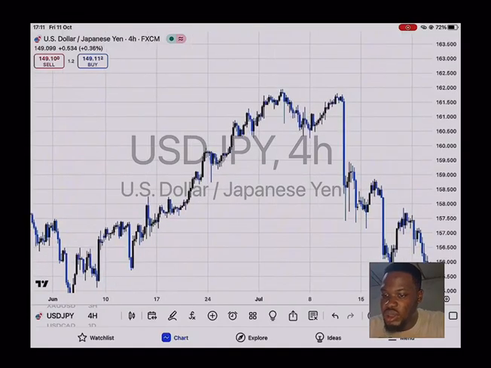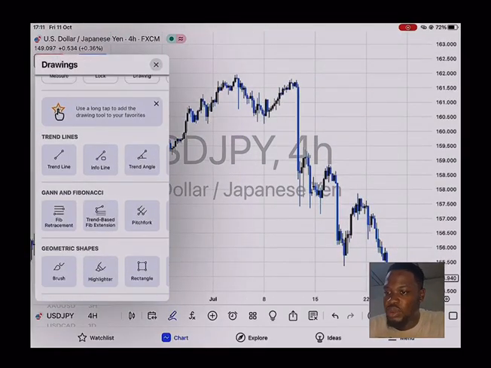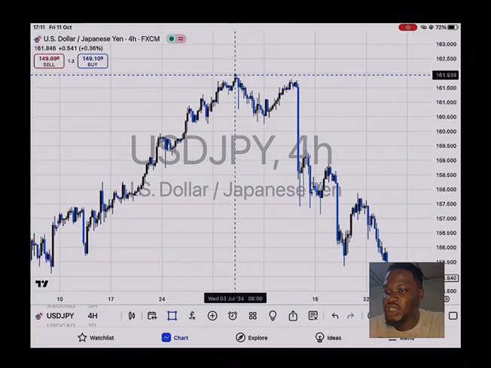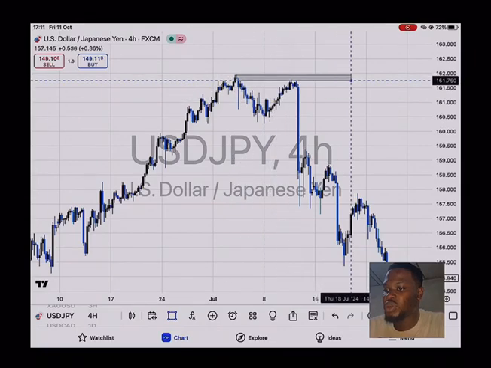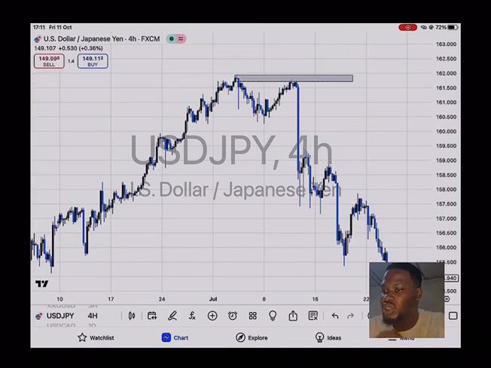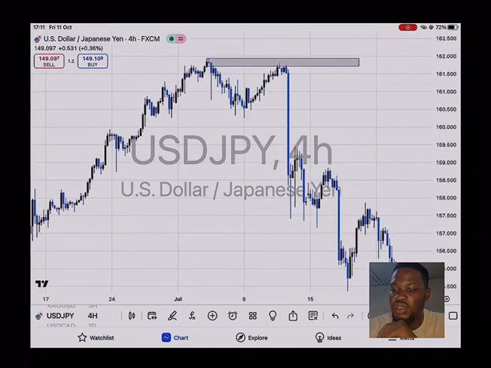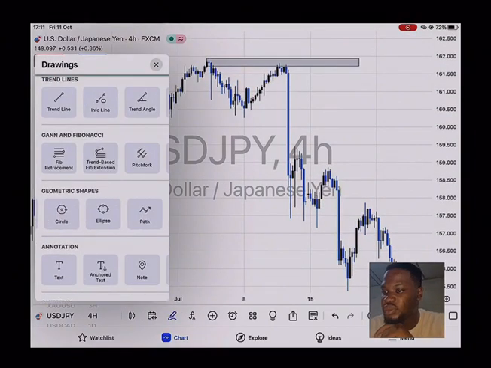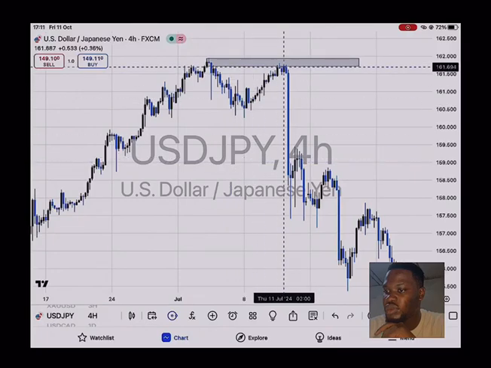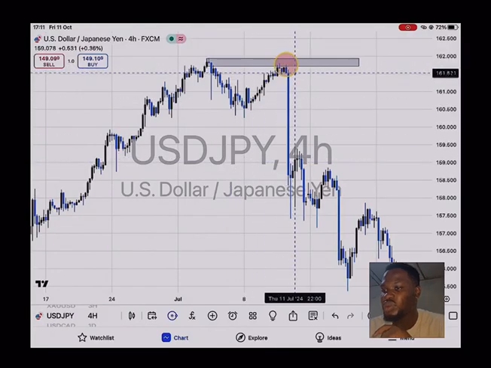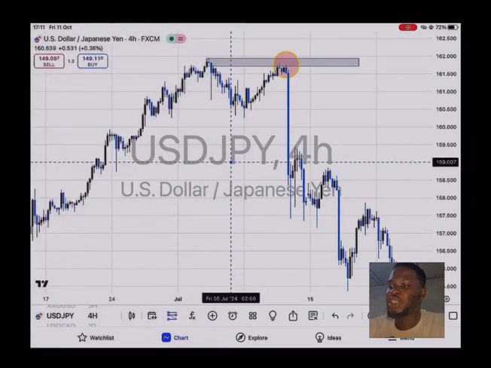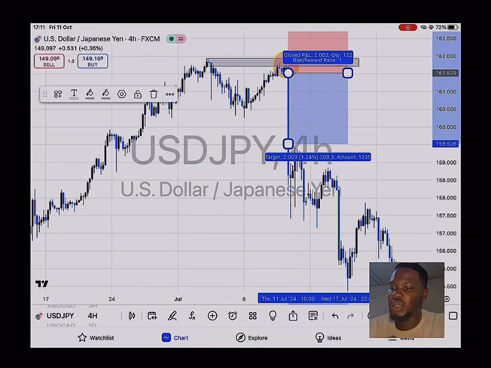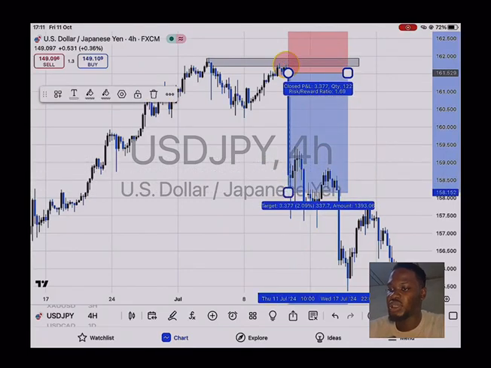Now this is a clear example. This was the first leg of this resistance zone. Now this was the second. You understand? So the bearish engulfing candlestick we are seeing here is this one. It's very clear. And you can see that immediately after the close of that candle, there was a spike to the downside.